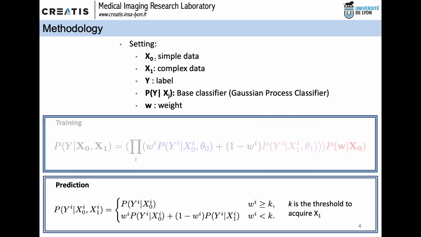So, in order to make the prediction, sometimes we would make the prediction without having to acquire X1. The setting will be the following. We will predict the weight, which we will be able to do for each individual given X0. If this weight is above a threshold, then we will make the prediction only using X0. If it's below, we will acquire X1 and do the prediction. Thus, by changing the threshold, we can see if we want more or fewer acquisitions of X1.